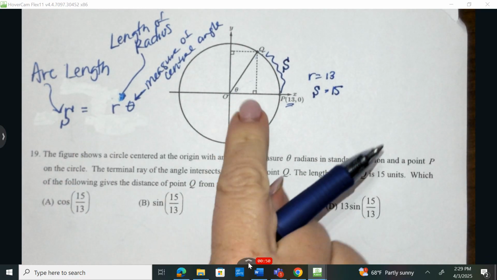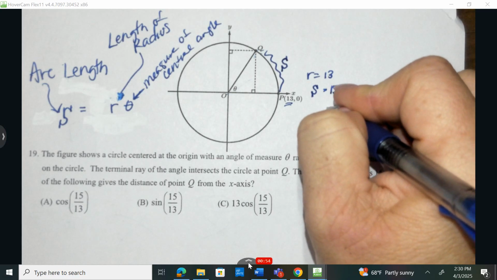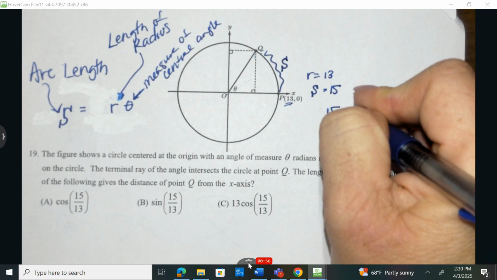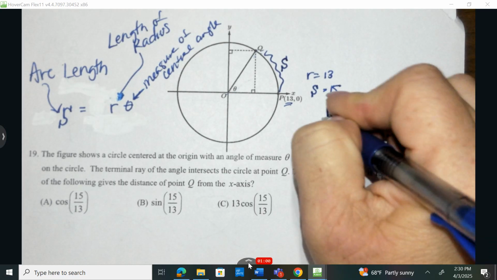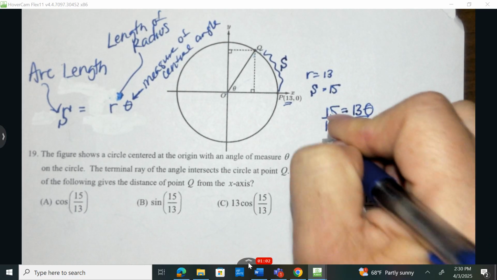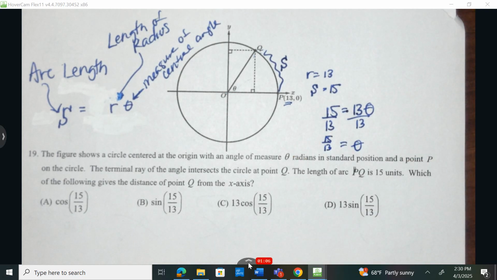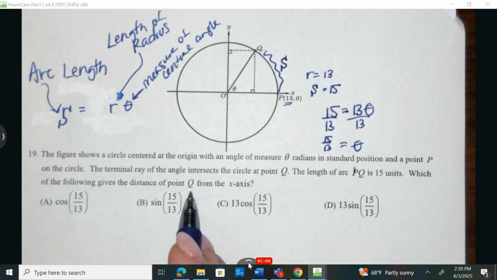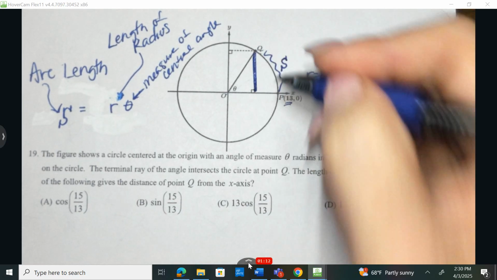And so we can figure out what is this angle here by saying S, substituting 15, equals 13 substituting times theta. Okay, so I know this interior angle is 15 over 13. Now what do I ultimately want to know? I ultimately want to know what is the distance from Q to the x-axis. This is what I want to know.